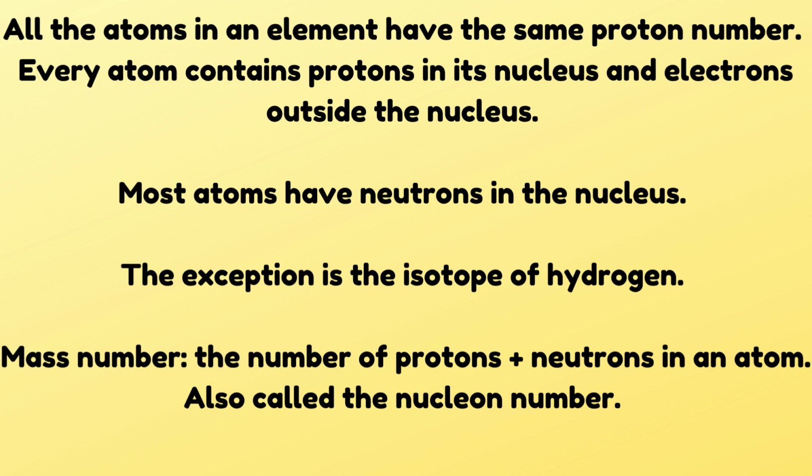All the atoms in an element have the same proton number. Every atom contains protons in its nucleus and electrons outside the nucleus. Most atoms have neutrons in the nucleus except the isotope of hydrogen. And we call the sum of protons and neutrons a particular number. That's called the mass number. Otherwise, it's also called the nucleon number. So the number of protons plus neutrons is the nucleon number. These are the particles seen inside the nucleons. That's why it's called nucleon number.